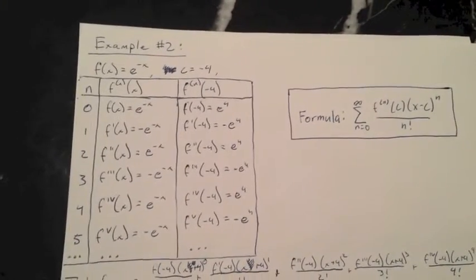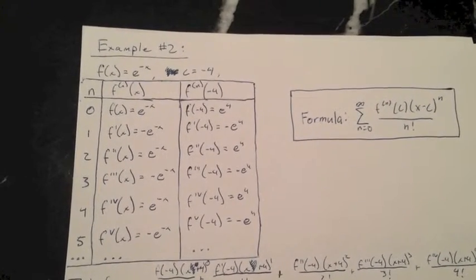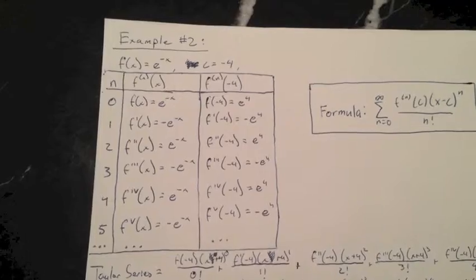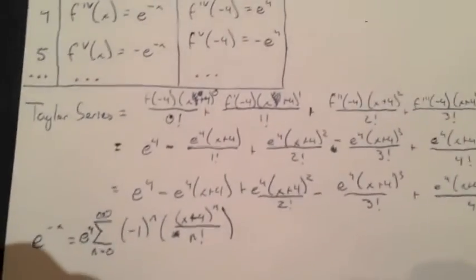Second derivative equals e to the 4th. Third derivative equals negative e to the 4th, so on and so forth. Now, we take these values, plug them into these formulas for numbers 0 through 5 if we want to find it to the 5th degree, and we have the Taylor series here.